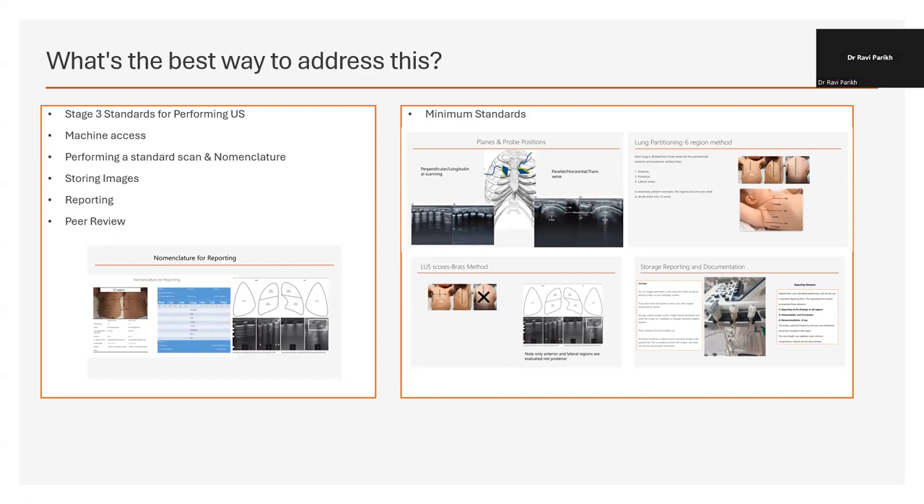You need to see dynamic loops to be able to define pathology, especially in all the areas. So that's quite a bit. Because if you're doing a comprehensive scan, you're doing at least six images on the right, six images on the left, with M modes for all of them, which is a further six, which is a total of 24 images.